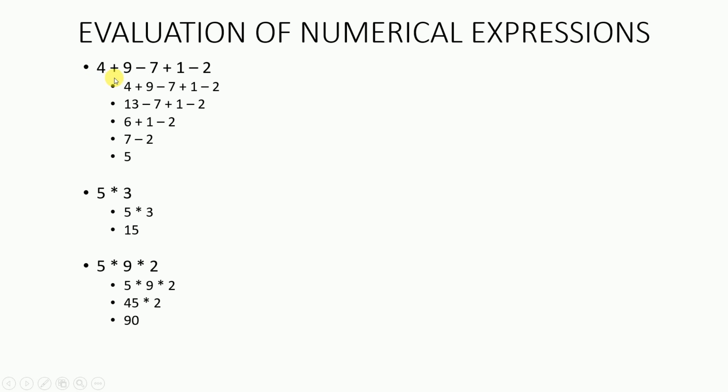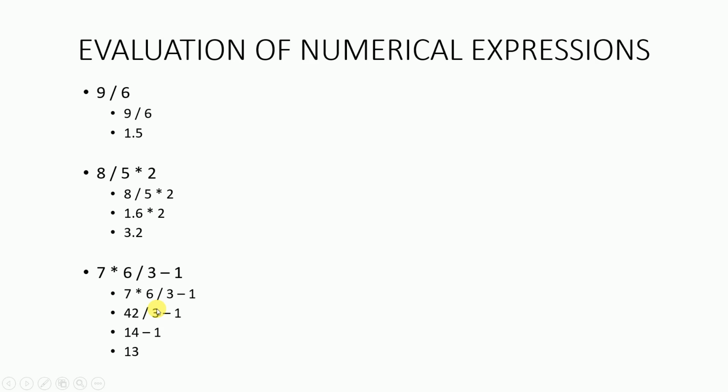And here you have both addition and subtraction operators. Addition and subtraction operators, they have equal priority, so you have to proceed from left to right. So 4 plus 9 is 13, and 13 minus 7 is 6, 6 plus 1 is 7, 7 minus 2 is 5. And here there is only one multiplication operation. 5 into 3 is 15. If you have two multiplication operations, you have to proceed from left to right. So 5 into 9 is 45, into 2 is 90.